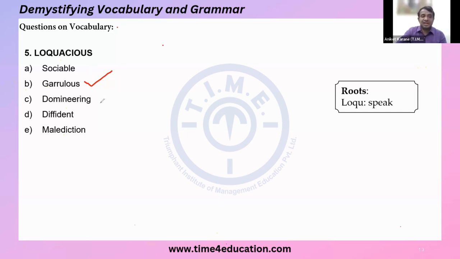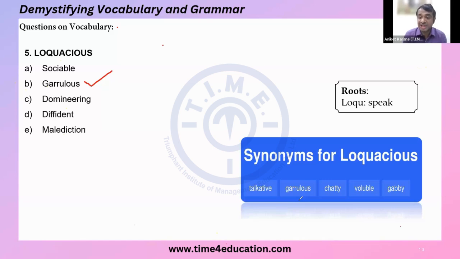Okay. So domineering is someone who dominates a lot, a domineering personality, someone who overbears the other person. Diffident, again, faith, trust, remember. So confidence, opposite, diffidence, where you lack your trust. And malediction, when I did benediction in Bene, remember? Bene is good, mal is bad. So malediction will be to speak bad about someone. Understood why sociable is wrong? Okay, synonyms of loquacious: talkative, chatty, voluble, gabby, all these words will work.